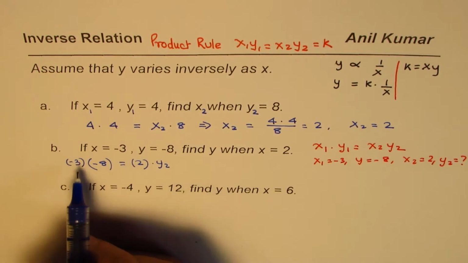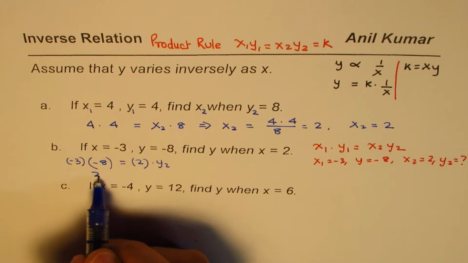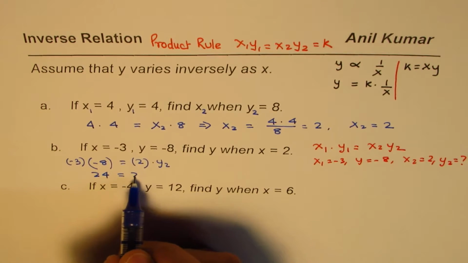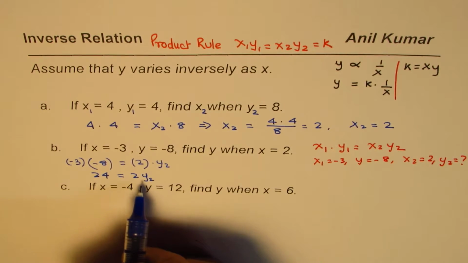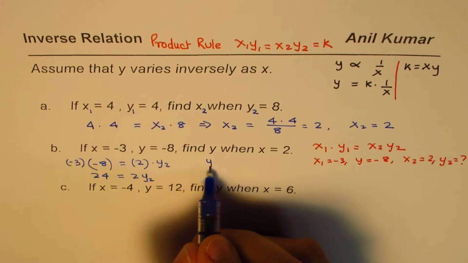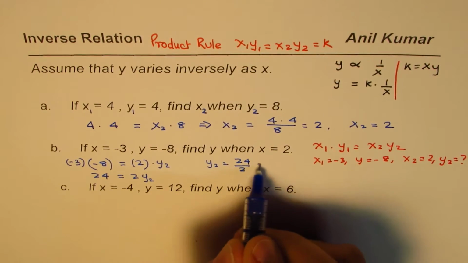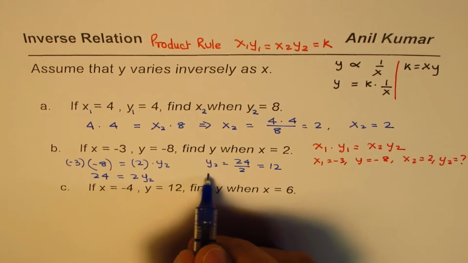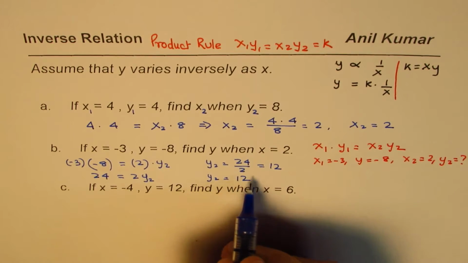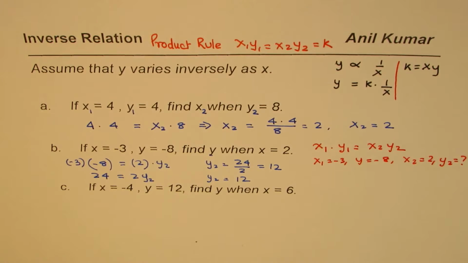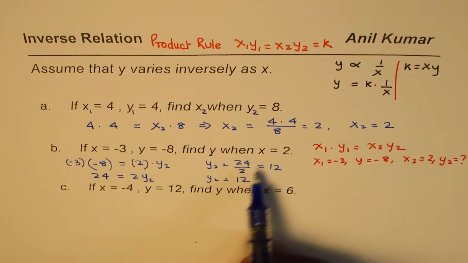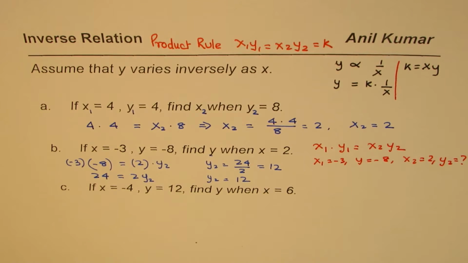So we can say, well, the product of these two is 24. So 24 is equal to 2 times y2. So what is the value of y2? y2 should be equal to 24 divided by 2, which is 12. So we get our answer y2 equals 12. Is that okay? So that is a systematic way of solving this particular question.